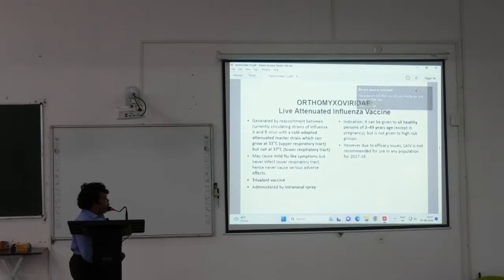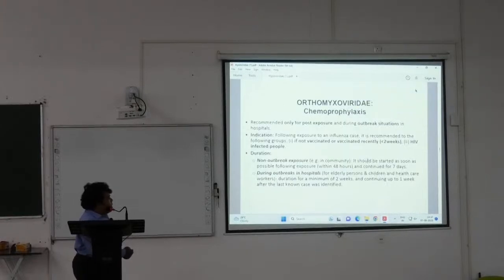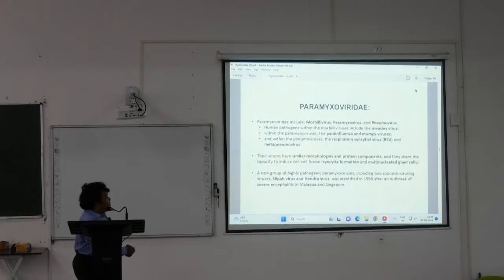Live attenuated vaccines are also present. Okay. Finally, chemoprophylaxis. Chemoprophylaxis should be given, as I have already told you, to people infected with HIV, who are immune compromised and who are not vaccinated. During outbreaks, all elderly people, children and healthcare workers should be given chemoprophylaxis.